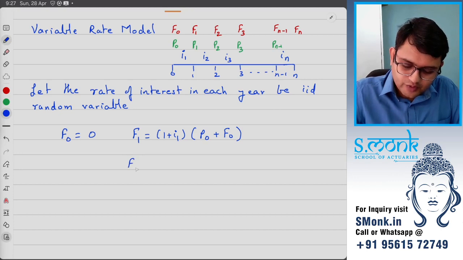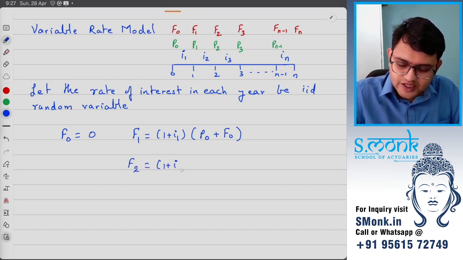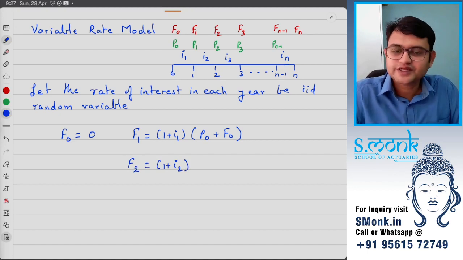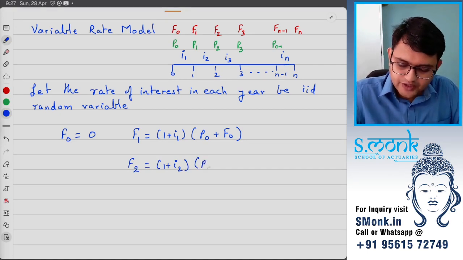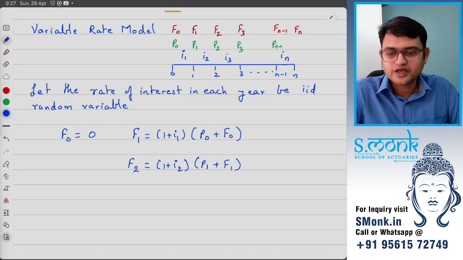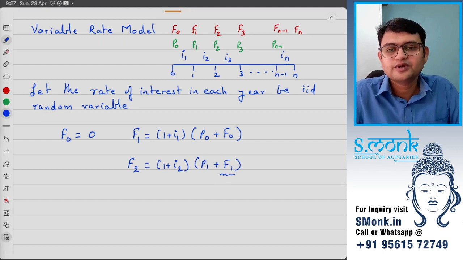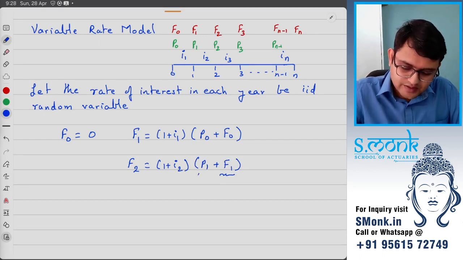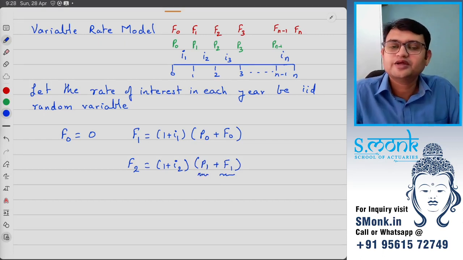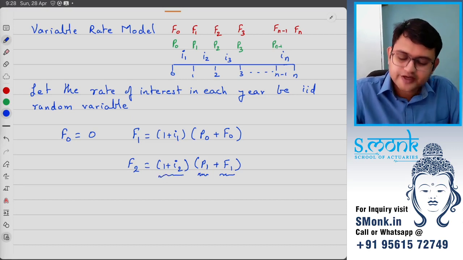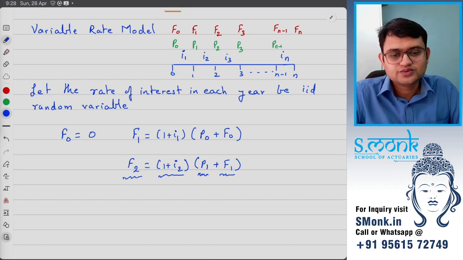Similarly, if I want to model the fund at time 2, it would be 1 plus I2, the rate of interest that I earned, into P1 plus F1. The fund that I had at time 1 before I paid the premium P1. Then I paid the premium P1. So this is the total amount that I have. Then I accumulated it for 1 year to get fund at time 2.